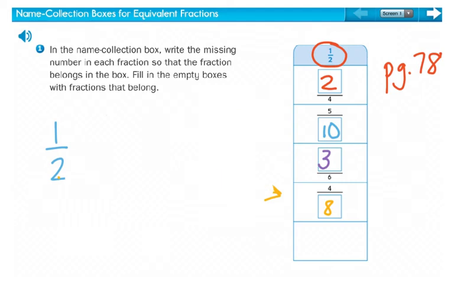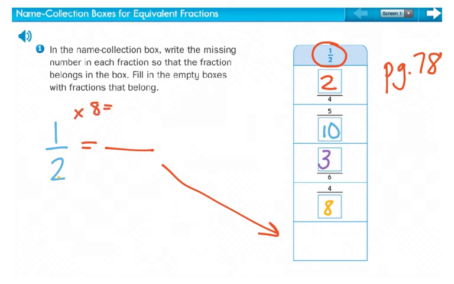Now you can do that same process for any fraction. So here you're going to fill in your own fraction that's equal to 1/2. So they've already multiplied by 2 and by 5 and by 3 and by 4. Maybe try 8. So if I multiply the top by 8, I have to multiply the bottom by 8. 1 times 8 is 8, and 2 times 8 is 16. Why don't you try coming up with your own equivalent fraction that equals 1/2?